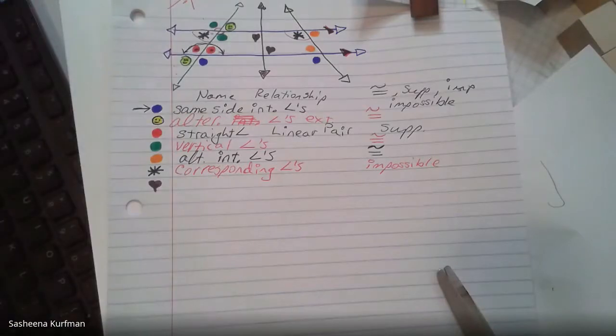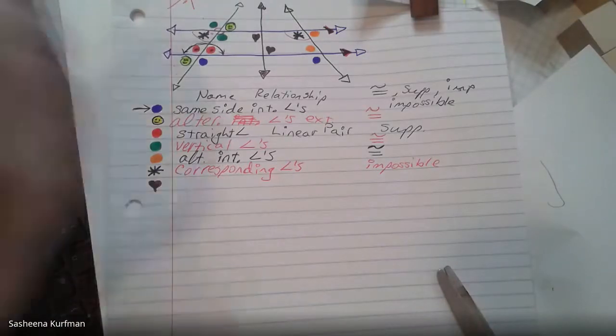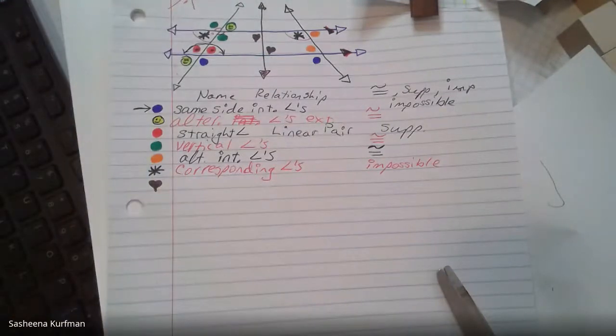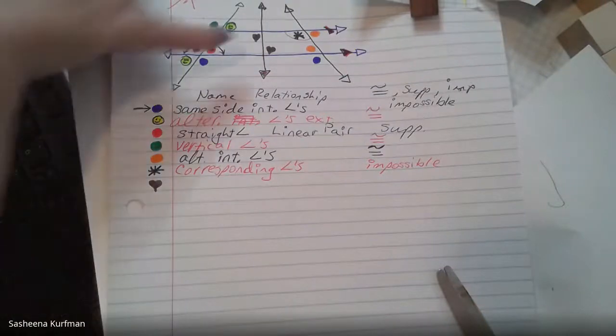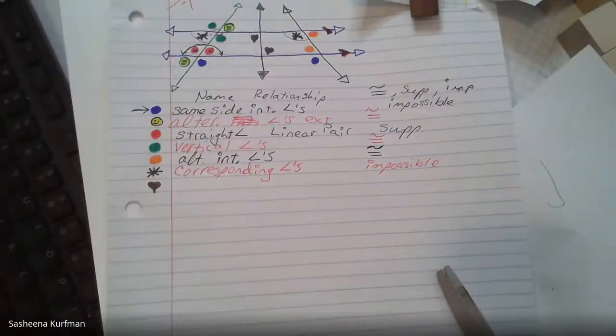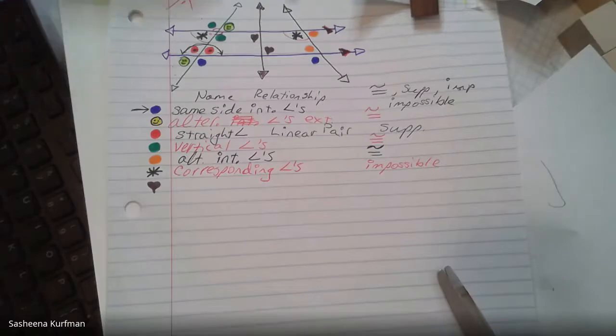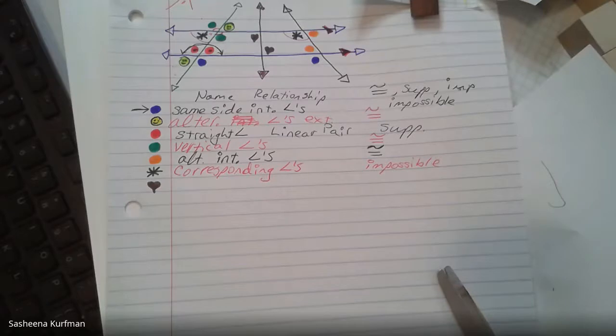I don't really need to talk about the hearts, but you might test yourself on them. They're just like the orange dots. They are alternate interior angles, and they're also going to be congruent. So anyway, I thought I would share this with you, and let's see what other things we can talk about.